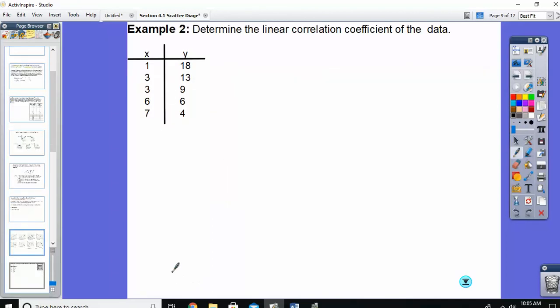Okay, so we're going to do a linear correlation coefficient. For this, we need some information. We need X bar, standard deviation of X, Y bar, standard deviation of Y. We can do all those things by hand, but that is extremely time consuming, isn't it? So why don't we at least use the calculator to calculate those things for us?